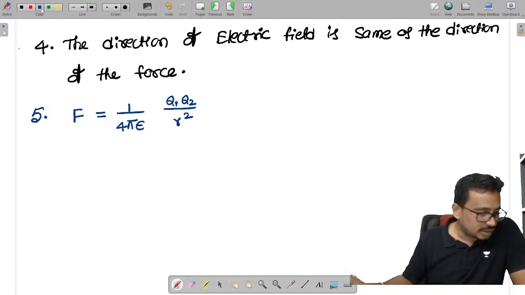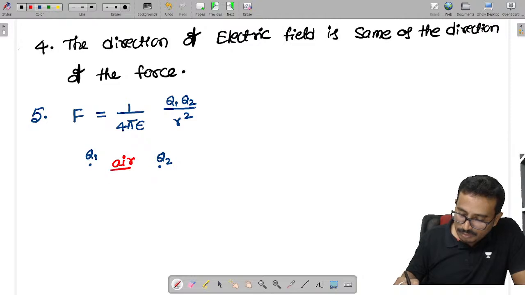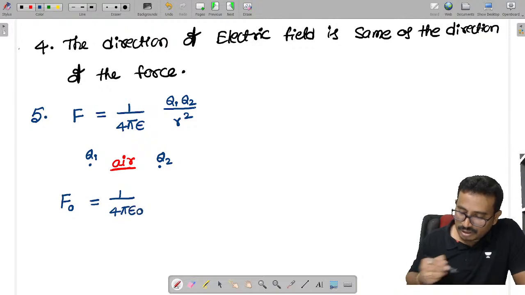Okay. Now let us consider two charges q1 and q2. Assume the two charges are kept in air. The medium between the two charges is air. Can you tell me the force between the two charges? That force I am calling F naught. I can say 1 by 4 pi epsilon naught into q1 q2 by r square. Tell me everybody.